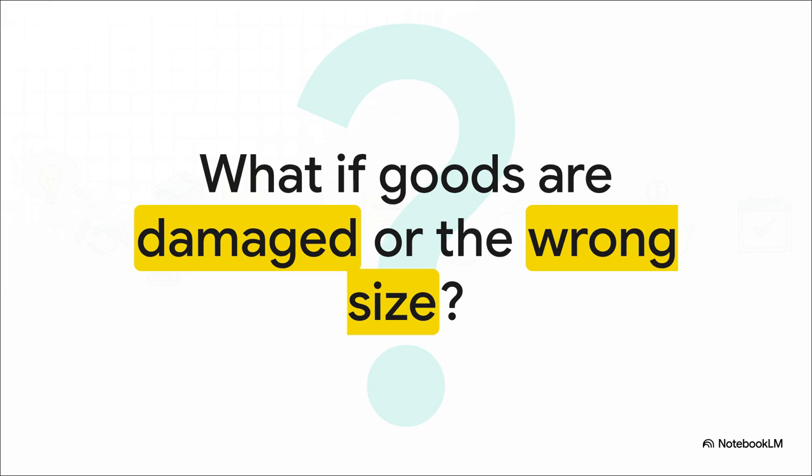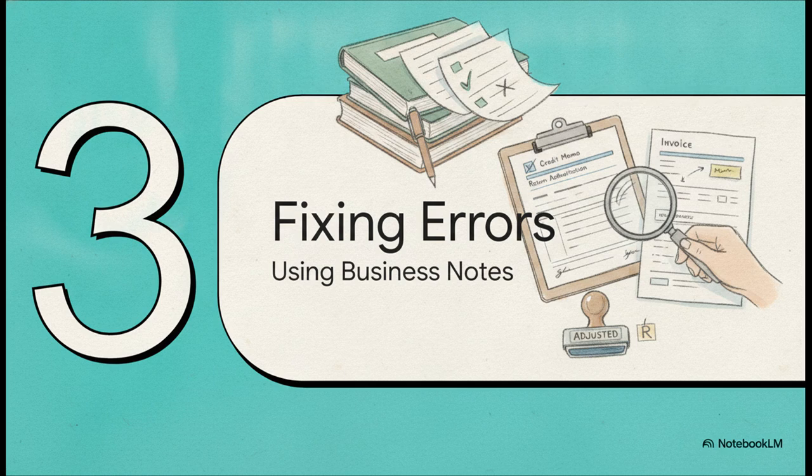But let's be real, business is rarely perfect. What happens if Ace & Company rips open that box and the copper wire is the wrong gauge? Or maybe the insulation tape is completely mangled. You can't just cross out numbers on the original invoice with a red marker. We need a formal, official paper trail to adjust that debt. Which brings us to part 3, fixing errors with business notes.